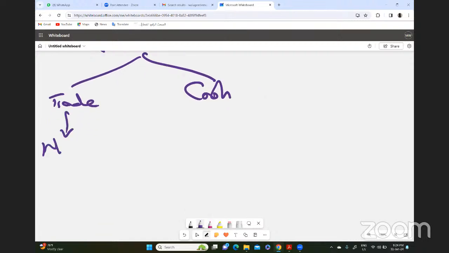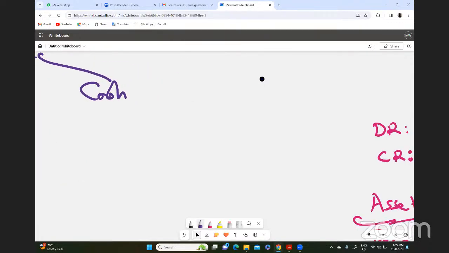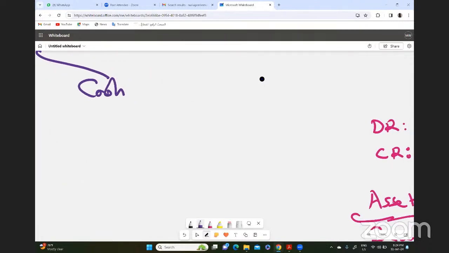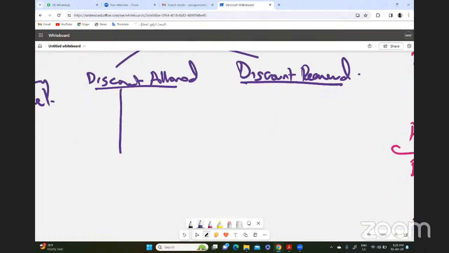And we are saying here, trade discount has no accounting treatment in the books of accounts. Are we together? And then cash discount has an accounting treatment. But it will also depend. It will either be a discount allowed or a discount what? Discount received. A discount received. I want to start with a discount allowed.